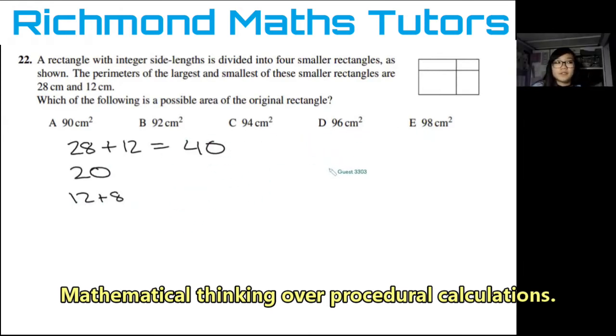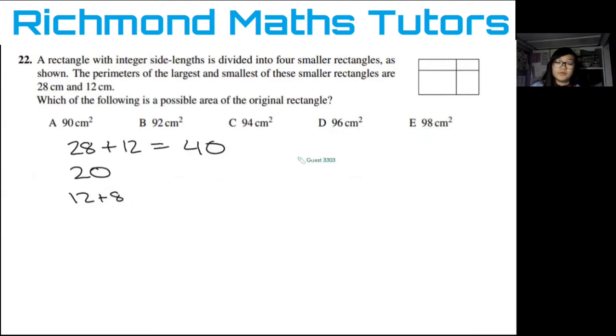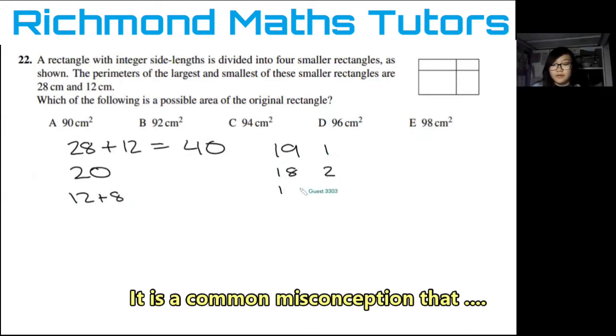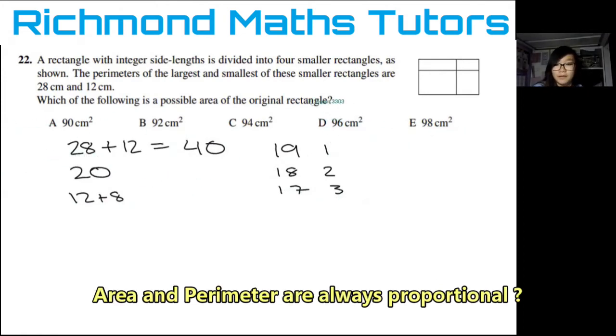But if you wanted to prove that it was actually 12 and 8, we could write out all of the possible combinations. So 19 and 1, 18 and 2, 17 and 3, and so forth. But because there's no other noticeable number here, the answer would be D, 96 centimeters squared.